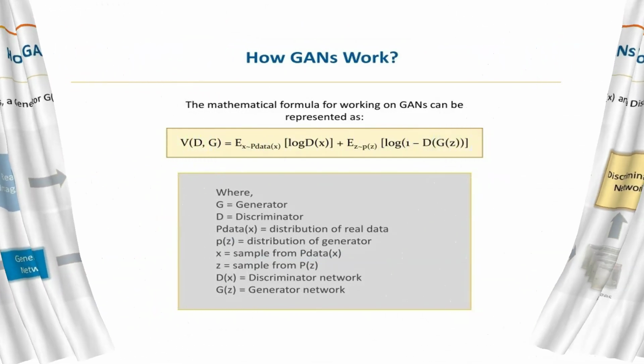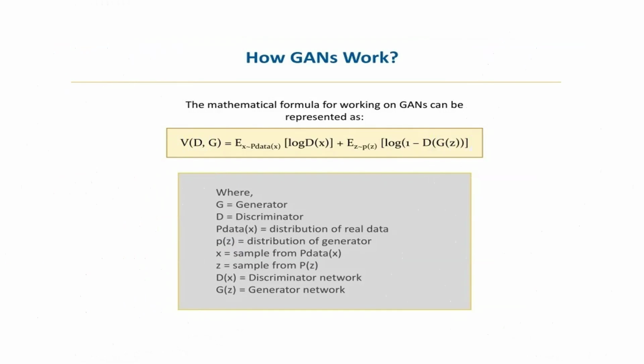In order to understand that, first you need to understand the notation. G is represented by your generator, D is nothing but the discriminator, P is nothing but the distribution of real data you have, and X is nothing but a sample of P data. D of X is the discriminator network. Here it is a complex task where first we calculate the logarithm of the discriminator, then we add it with the subtraction involving the generator network in order to obtain the entire GAN.